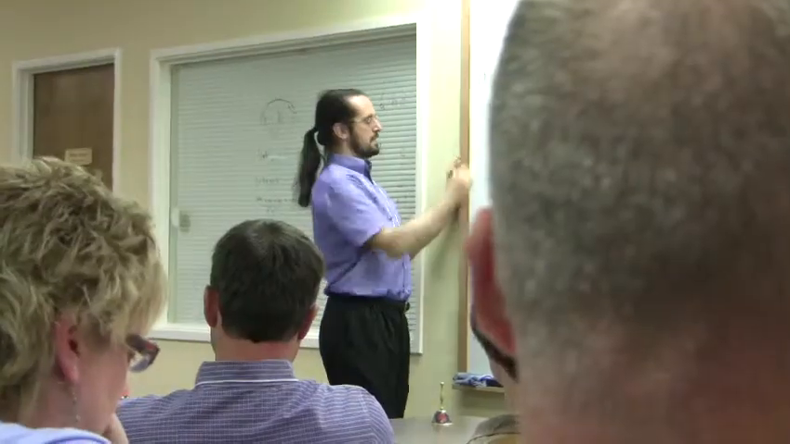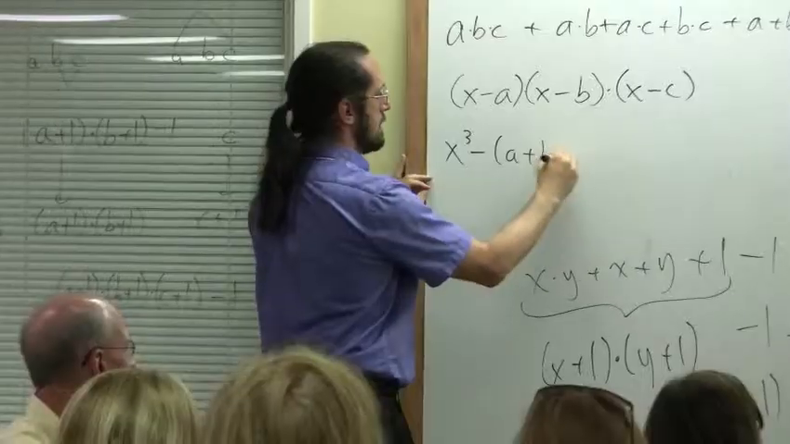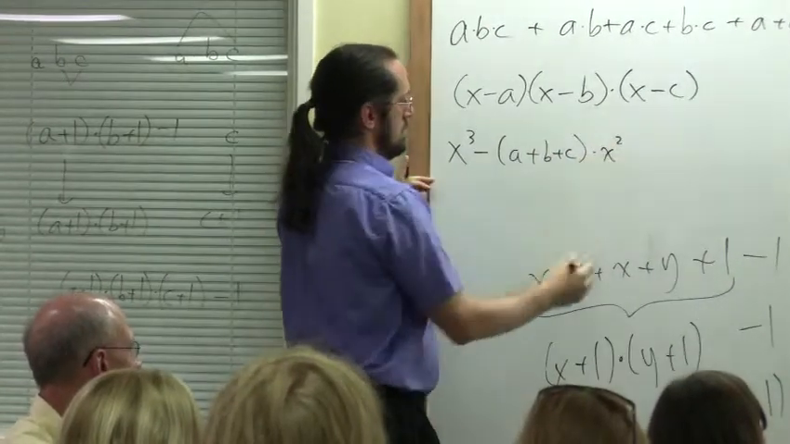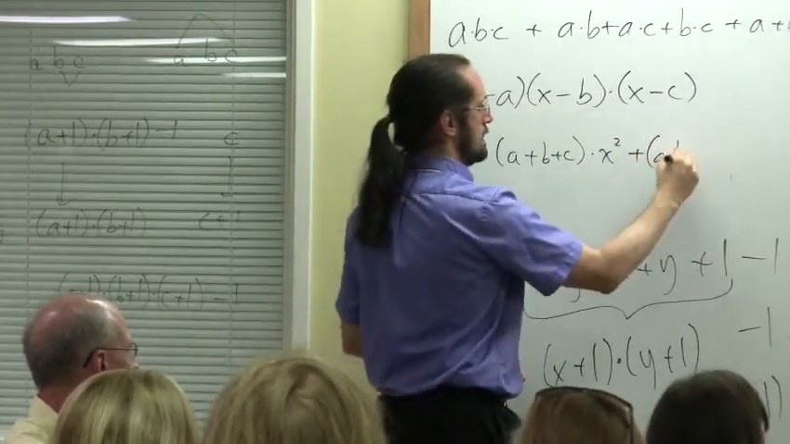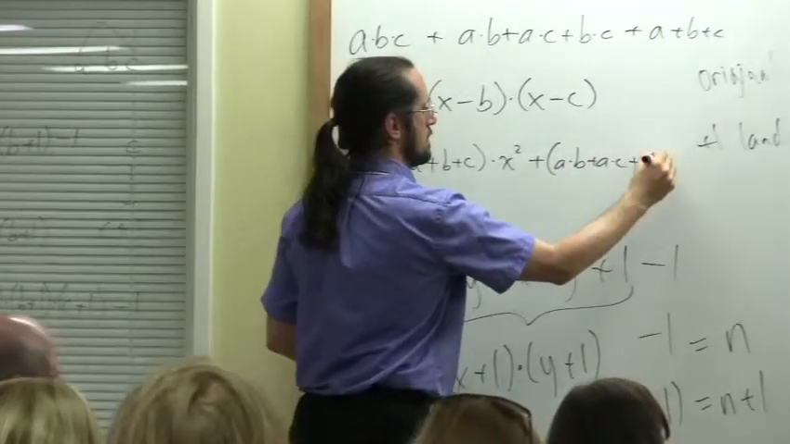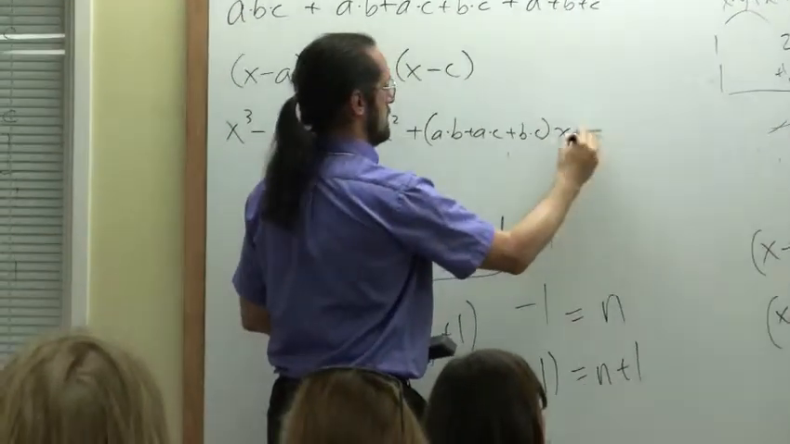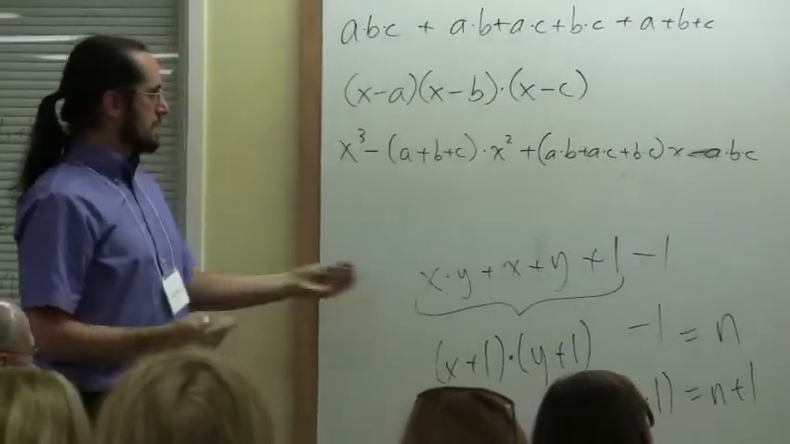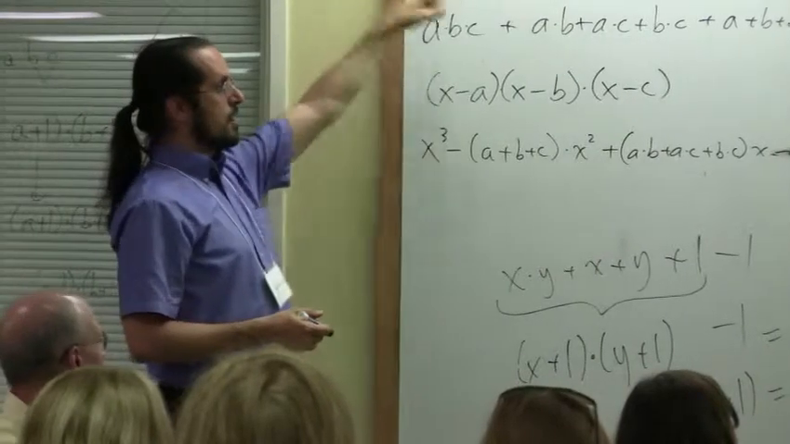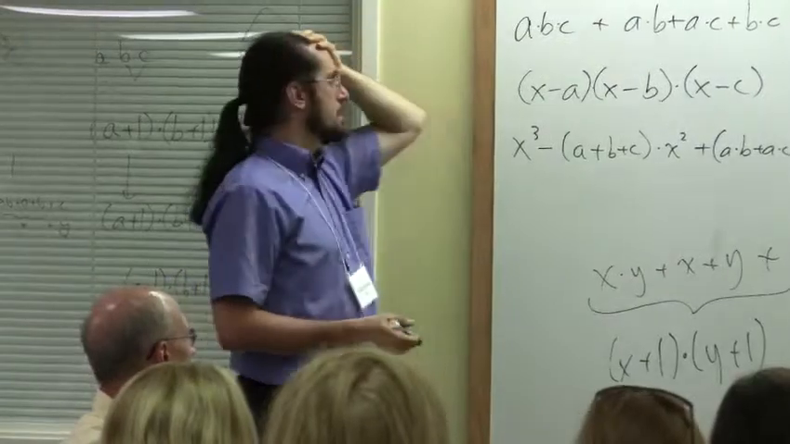And when you distribute this whole mess out, you get x cubed minus all of the things added up one at a time times x squared, plus, and the alternating signs are because the minus is there, all the things taken 2 at a time times x, plus, no, minus a times b times c, all the things taken 3 at a time. And so this thing somehow relates to the polynomial whose solutions are all the numbers 1 through 100, right?